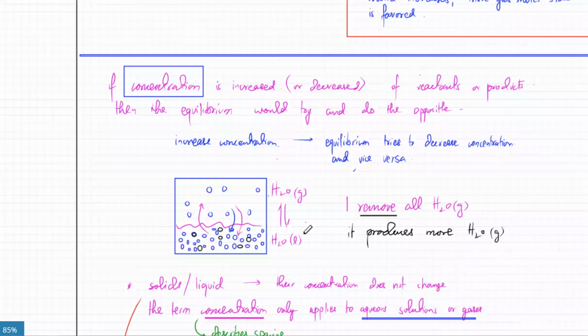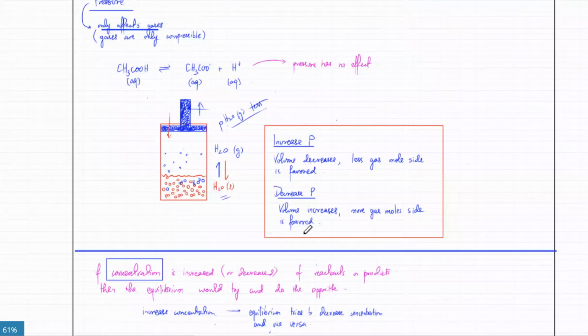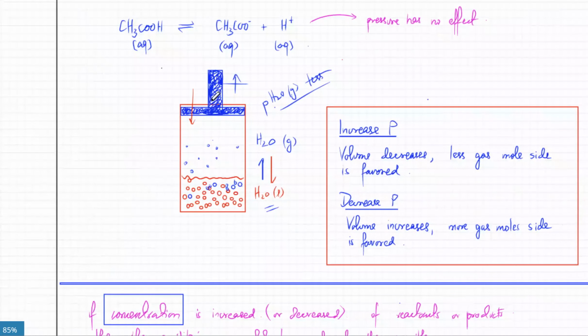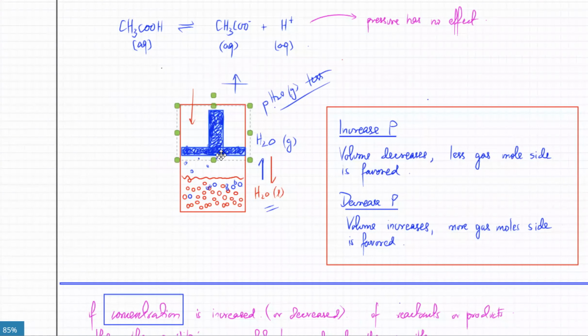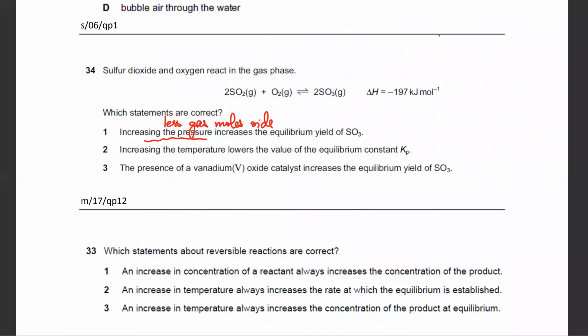What does increasing pressure mean? You're basically pushing this piston downwards. Okay, that's what you're doing. So less gas will form. I mean, the room for gas is shrinking. There's not enough room for gas to form. So whenever you increase pressure, the less gas mole side would be favored.